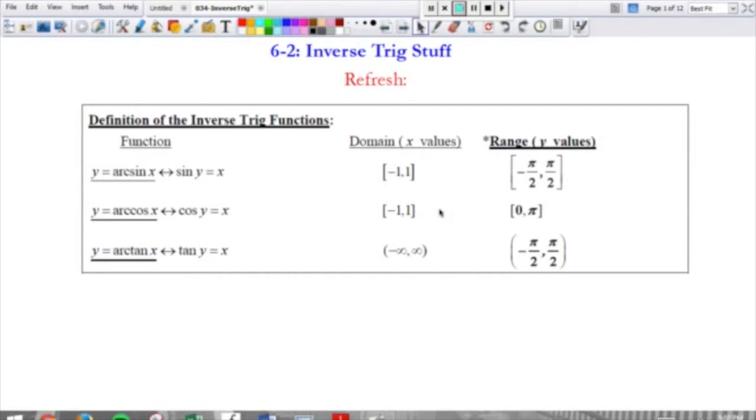Now, 6.2 is a lesson that we will do in AB. However, what I will be doing in 6.3, 6.4, 6.5, everything after this will depend on this knowledge.